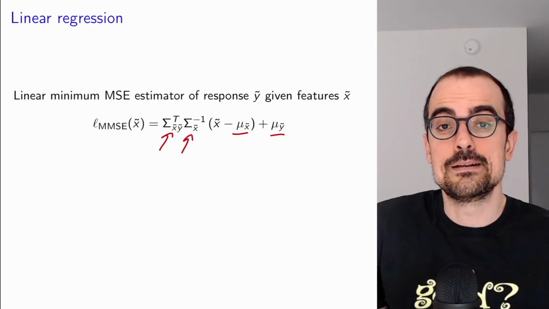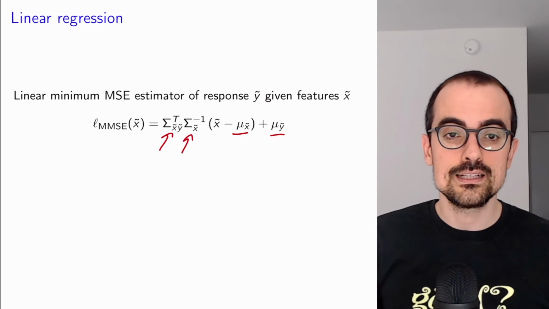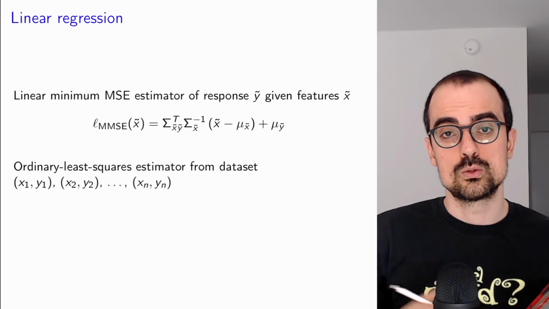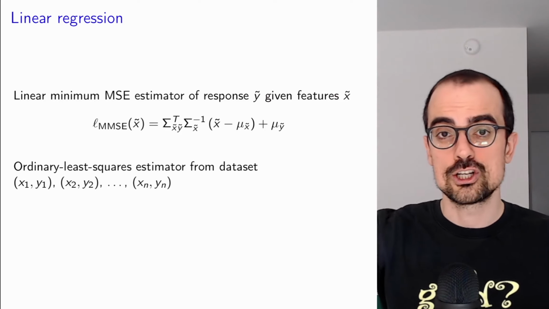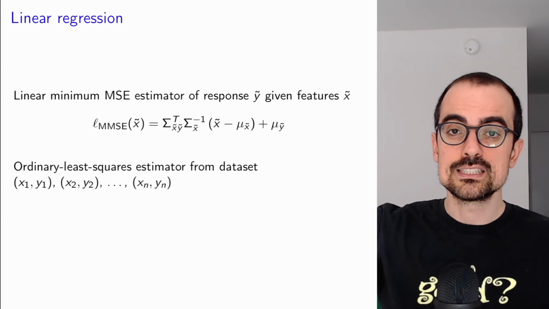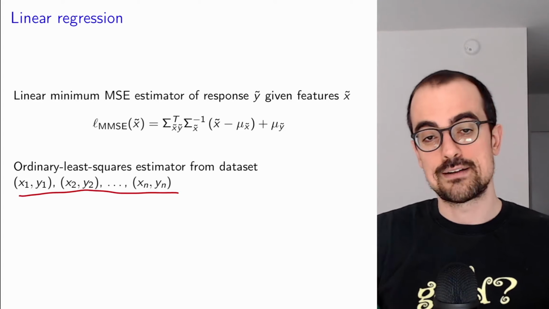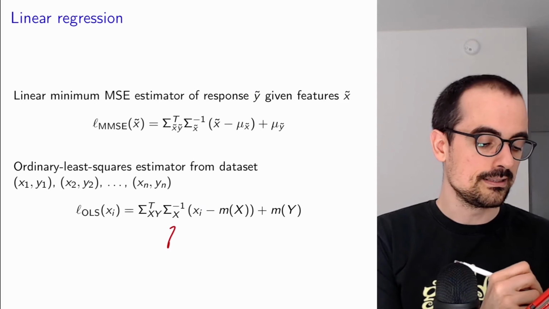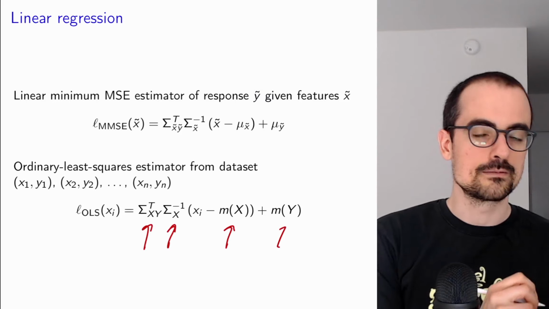Of course, in practice, we have to fit linear models using data. In order to do that, we apply the ordinary least squares estimator, which is an approximation of the linear minimum mean squared error estimator obtained from n data points. We have a separate video on it where we show that you can just essentially plug in the sample covariance matrix of the features, the sample cross covariance, and the sample means.